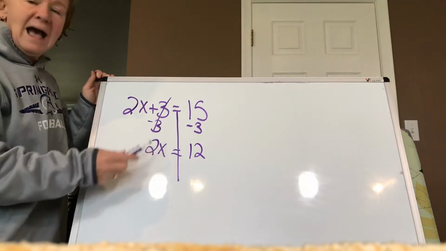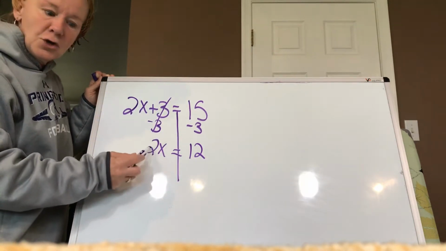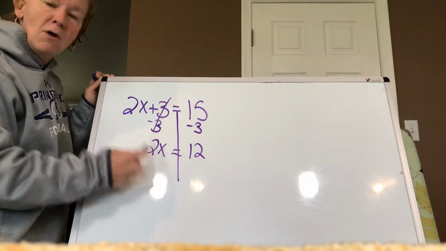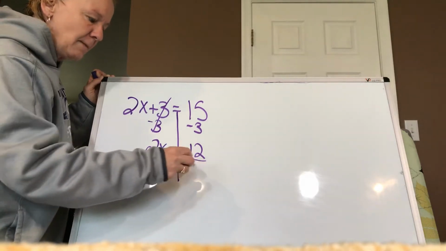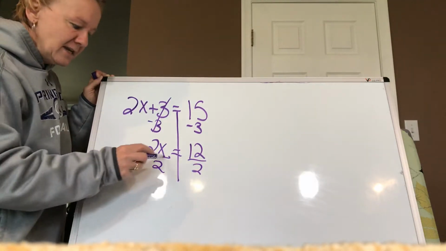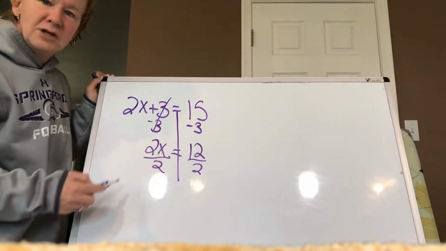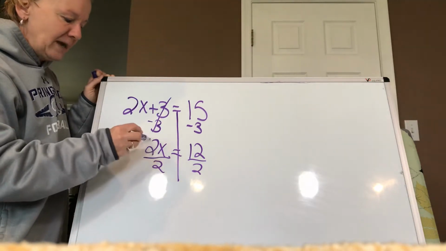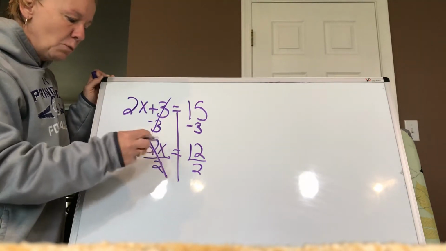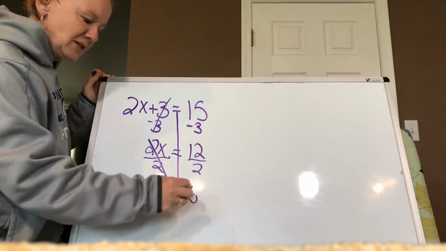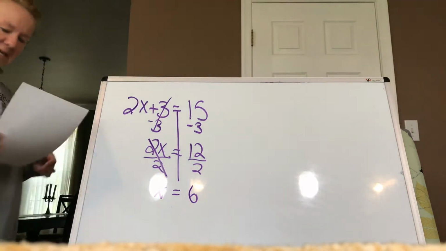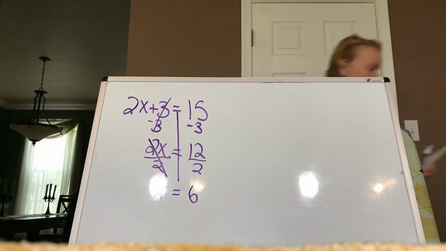Now, 2x, remember, that means 2 times x. So we're multiplying by 2. What's the opposite of multiplying by 2? Dividing by 2. Remember, we show it this way. Dividing by 2, we don't use that little elementary division symbol. 2 divided by 2 is 1, so I'm left with 1x, which is just x, equals 12 divided by 2 is 6. That is your classic two-step equation.